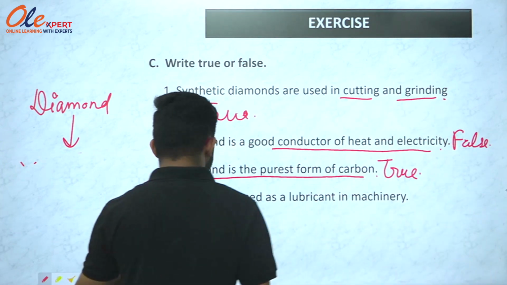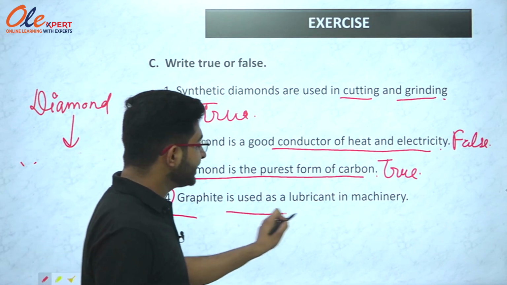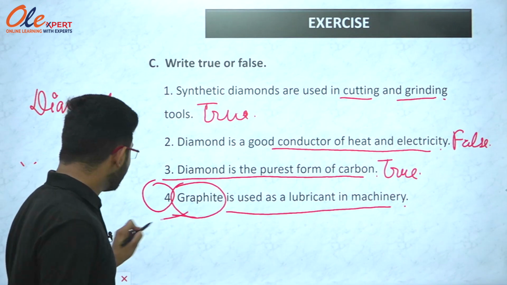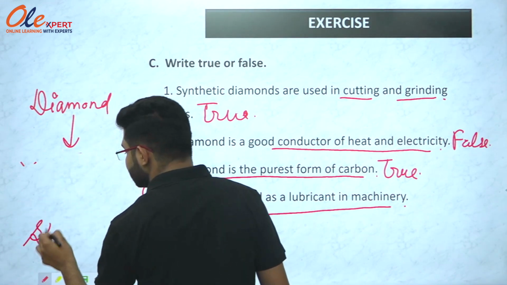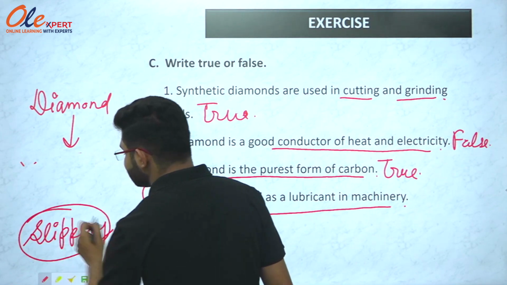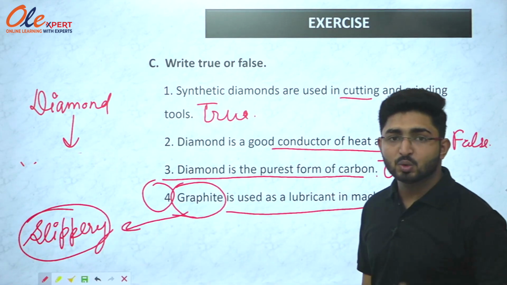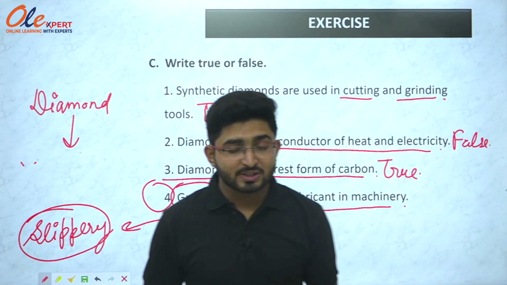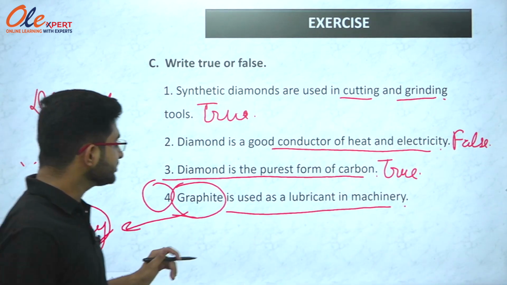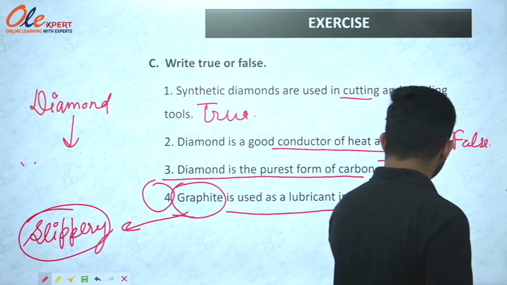The next one is graphite is used as lubricant in machinery. Obviously, because graphite has the property that it is slippery in nature. That's why it is used as a lubricant in some machineries as well. So this is the correct answer. So that's why you can write here true.